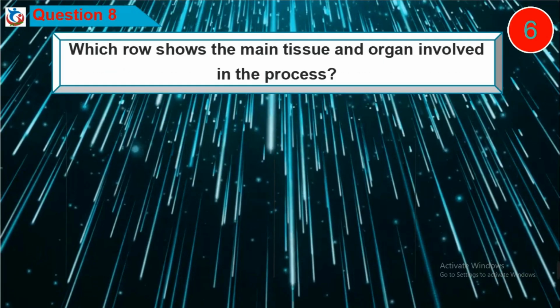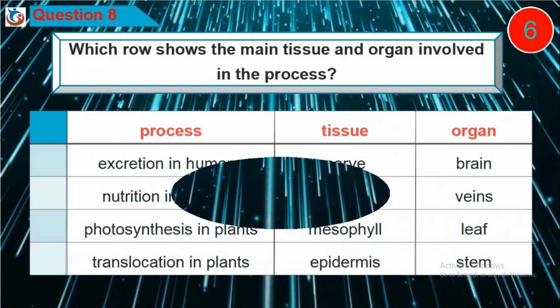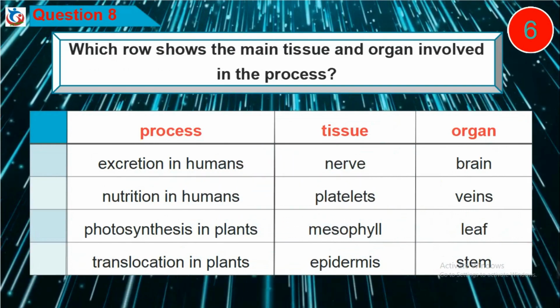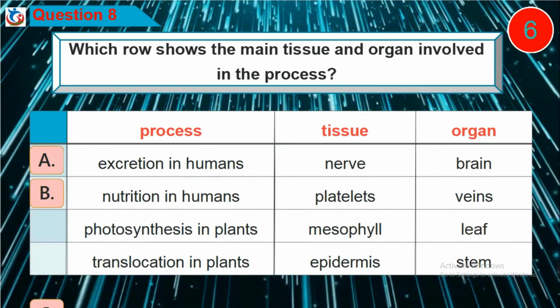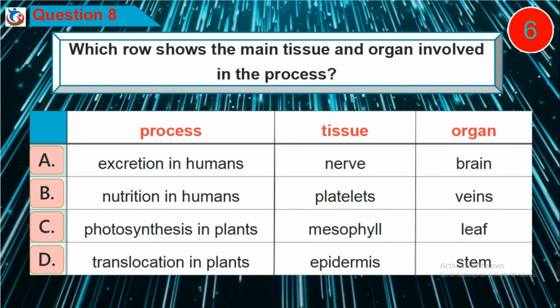Question 8. Which row shows the main tissue and organ involved in the process? Is it option A, B, C, or D?